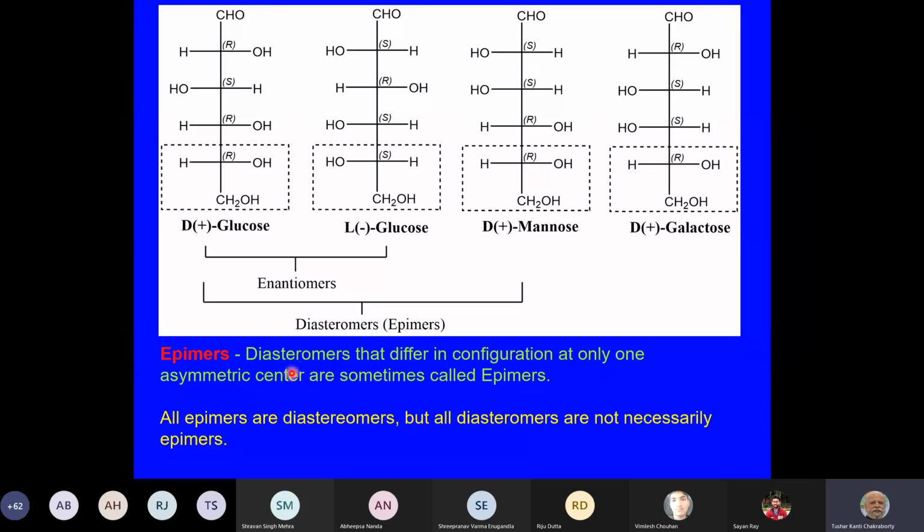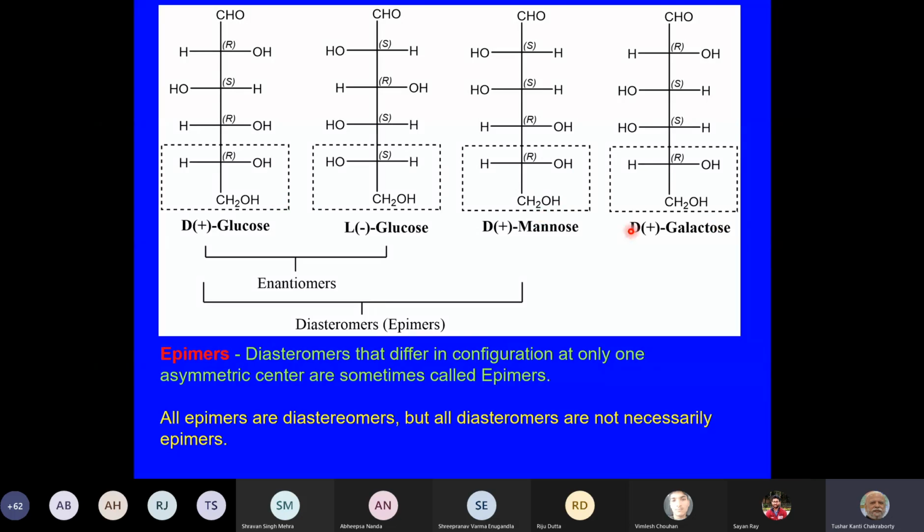If you have multiple chiral centers, diastereomers that differ in configuration at only one asymmetric center are called epimers sometimes. So all epimers are diastereomers, but all diastereomers are not necessarily epimers. So you just have to understand that if 2 diastereomers differ by the stereochemistry of only one chiral center, as in the case of mannose and glucose, they are diastereomers, of course, but they are also epimers. So keep this in mind.